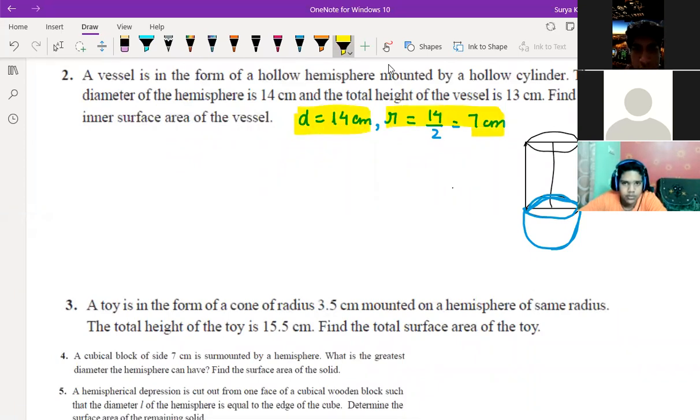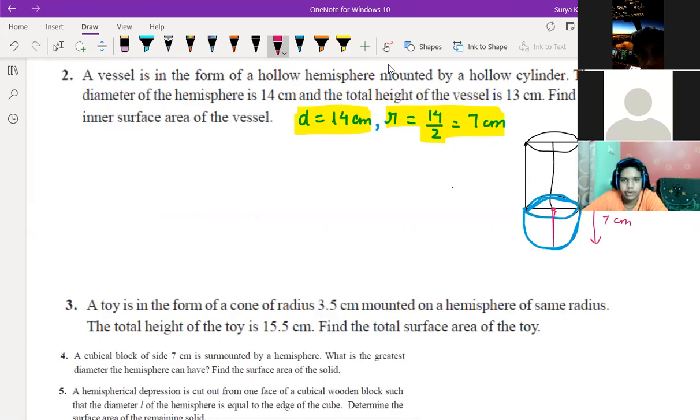Is it clear, children? Diameter is 14 centimeter. Radius is 7 centimeter. Then the total height of the vessel is 13. See, if this radius is 7, then this part from this one to this one is what? Tell me, children. This one is 7 centimeter, correct? So what will be the height? What would this part become? What would be this height? Tell me, Hemant.